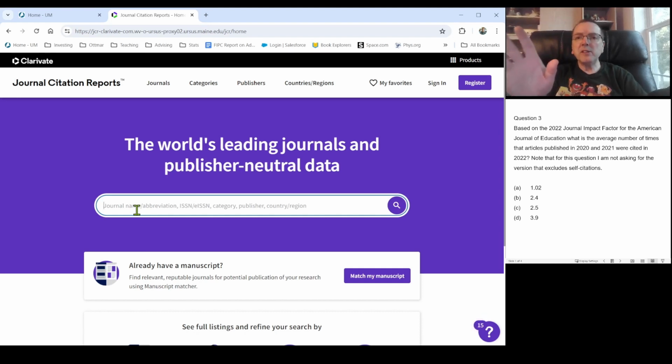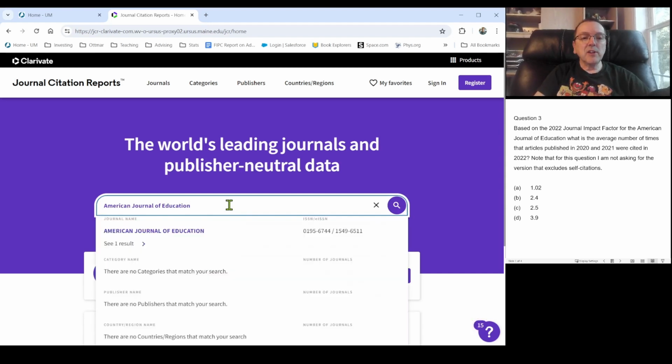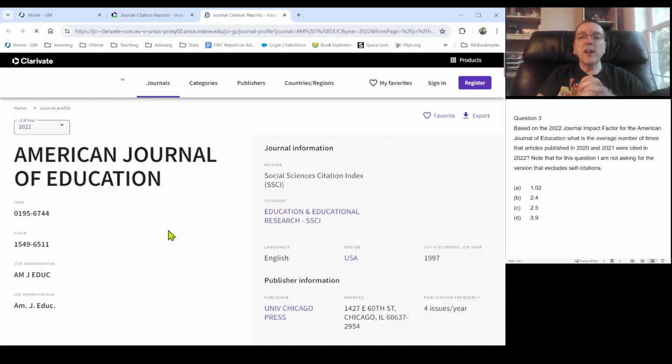To begin with, our example this week, we're just going to focus on one journal, the American Journal of Education. So I start off by typing the name into the search box. I put in American Journal of Education, and it starts looking for me, and there it goes. Here it is, along with some other options. So I click on the American Journal of Education, and it takes us to their page.